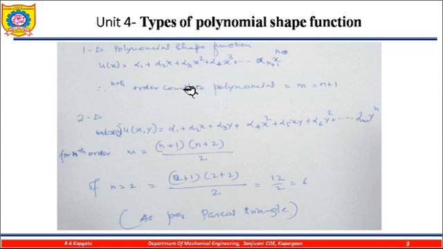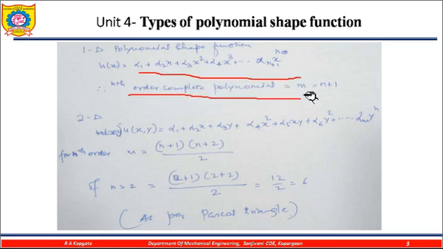Now polynomial shape functions. In a 1D problem, the polynomial shape functions are defined by this method. Whatever the number of terms available, m is equal to n plus 1. So if the order of the complete polynomial is 3, then four terms come into the picture. Whenever the problem is 2D, the formula is m equal to (n plus 1)(n plus 2) divided by 2, that is equal to 6 terms.